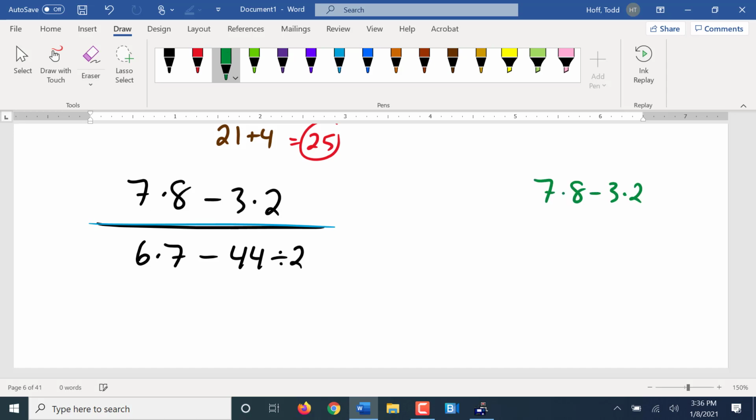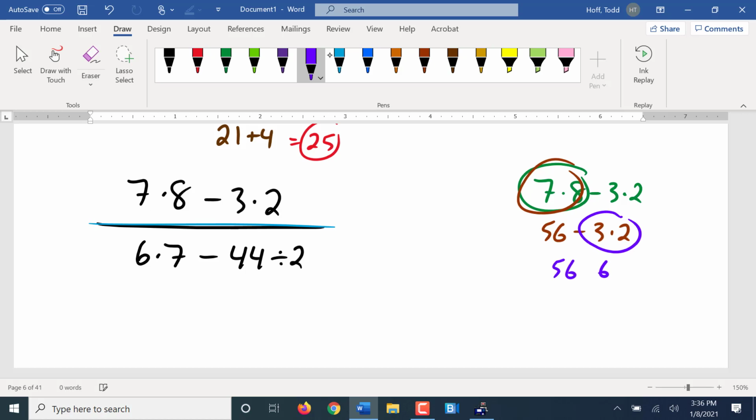What do we have to do first there? 7 times 8, which is 56. And then 3 times 2, which is 6. And then subtract to get 50. Perfect. So the top of that is 50.